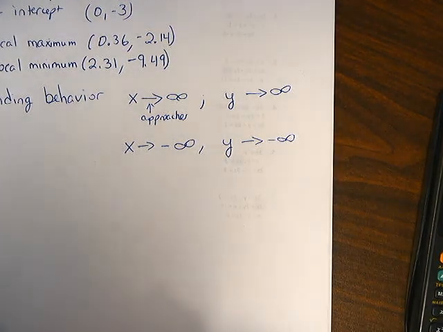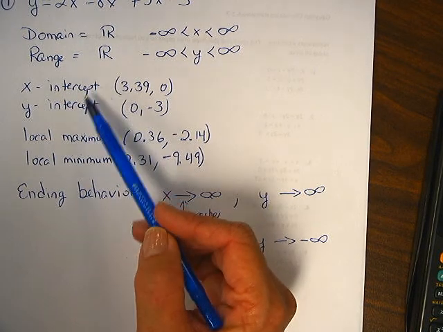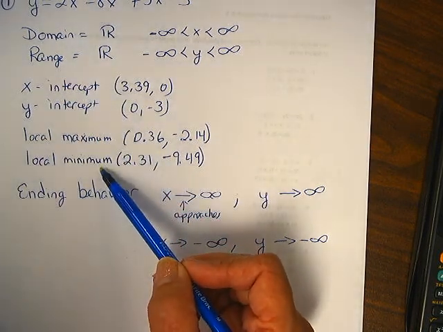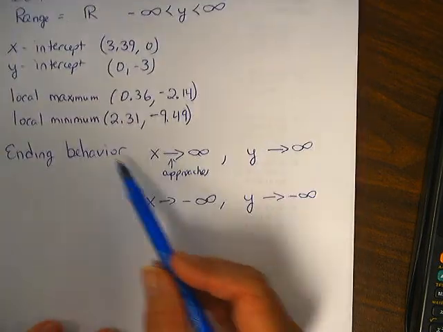So those are some of the things we're going to be looking for on cubics. We're going to look for domain and range, x and y intercepts, local max and local min. They won't all have these.